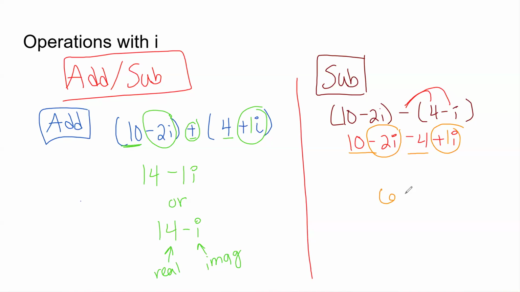Did I mess that up? Why is it the same as the first? Oh, I had a different sign. It's fine. Negative 2 plus 1 is negative 1i, or again, you can take off the 1. Okay, I accidentally messed up, I didn't do the exact same problem.